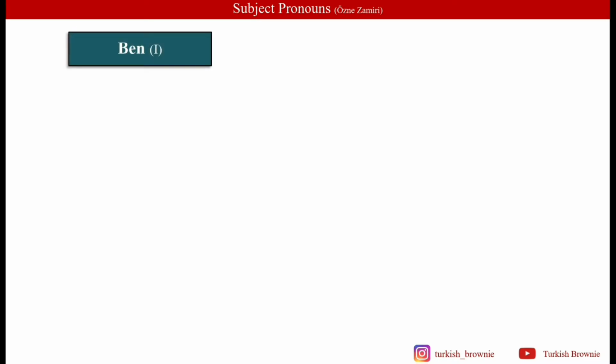For ben, or I in English, the suffix pronoun takes the form of this kind of code here. And I'm going to break it down for you. So you notice that this Y is in brackets here. You use this Y if the last alphabet of the word to which you're going to attach the suffix is a vowel. I'll explain this later with an example.